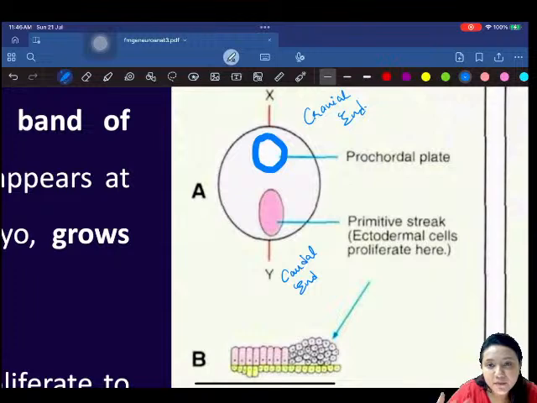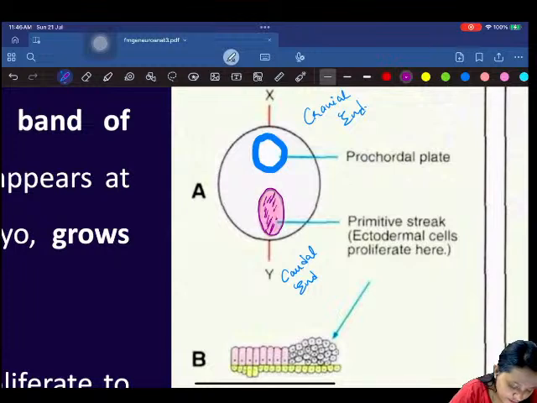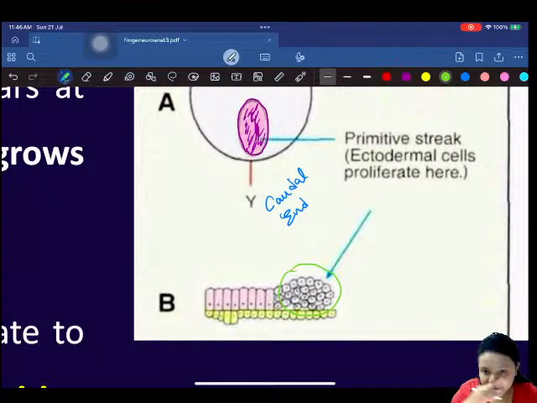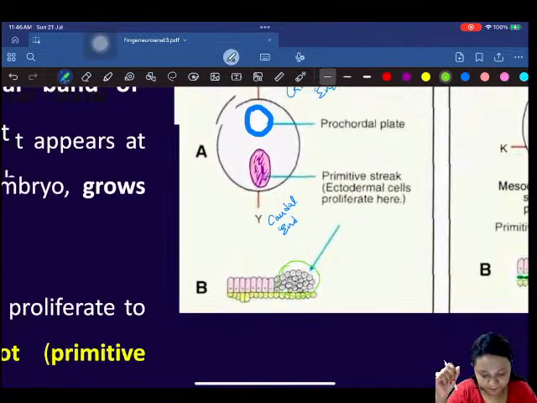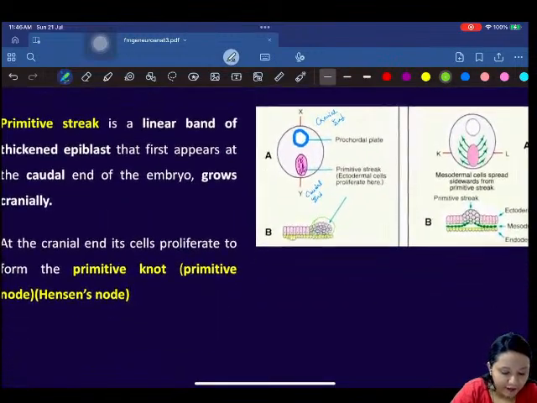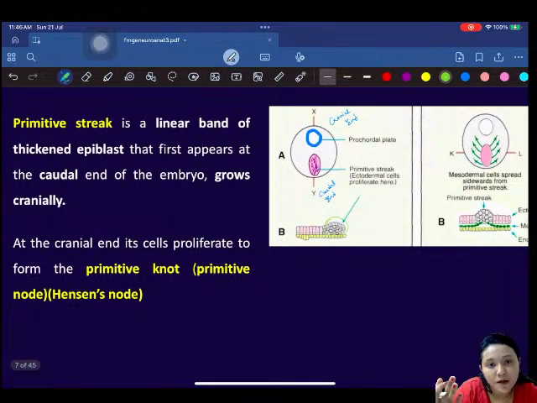Okay, so the primitive streak: the ectodermal cells will proliferate in this area, and this will result in a rod-like structure that is known as the primitive streak. So you can see here the ectodermal cells are proliferating, and that is resulting in the primitive streak. You can see that the primitive streak is from the epiblast only.